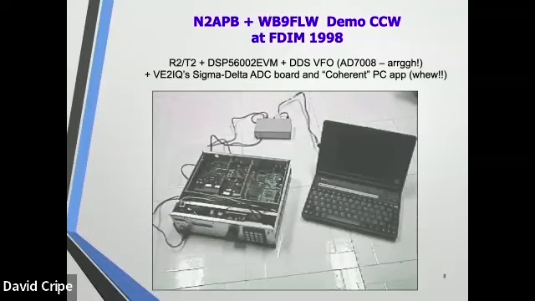And a DSP 56K eval board, very popular back then for DSP processing and providing some basic signal quality processing. I used one of the very first DDS VFOs that became popular in our field, the AD7008. Does anybody remember the AD7008?